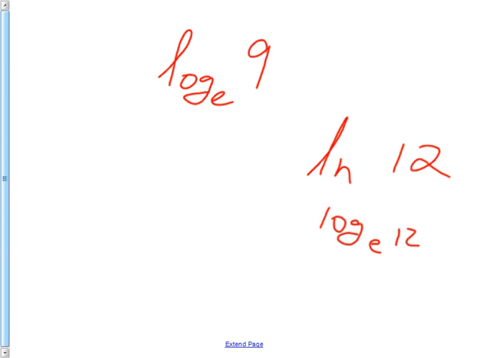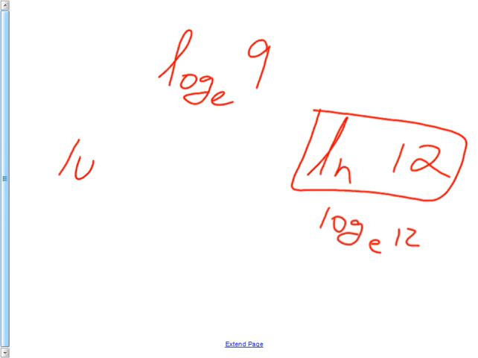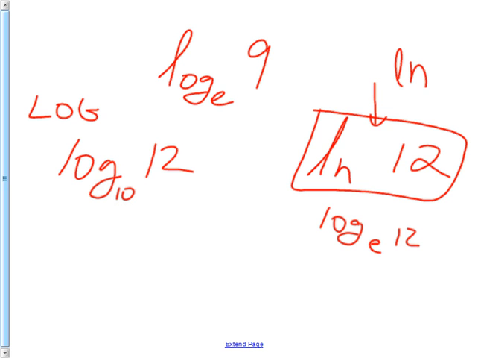Okay, so if you have an LN, that means that it's really a log base E. If you don't have a base, but it says log, then that means log base 10. This uses the log key on the calculator. This kind uses the LN on your calculator.